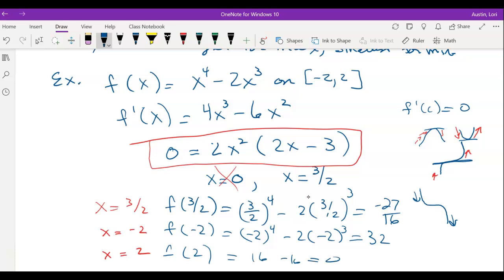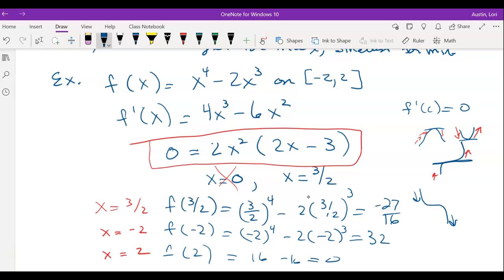That one's 0. All right, what's my max? My absolute max is 32 at x equaling negative 2. And what is my absolute minimum? Negative 27 over 16 at x equals 3/2. But you had to know to knock out that other one.